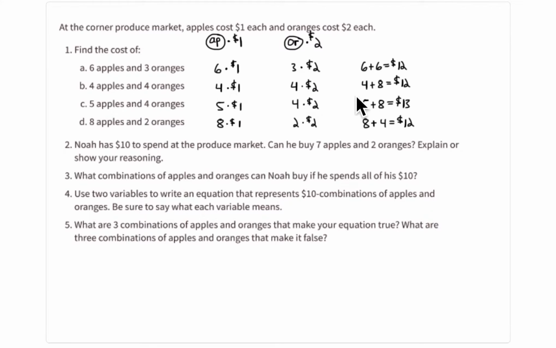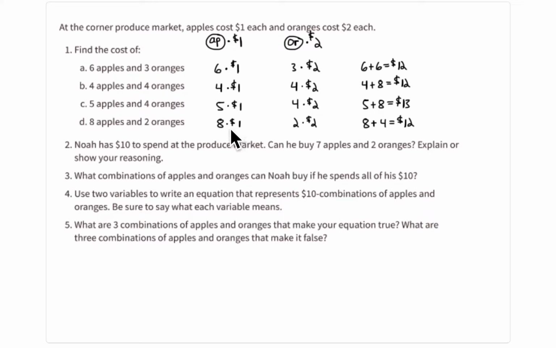And then for the rest of this, it's the same idea. 4 apples times $1 each, 5 apples times $1 each, 8 apples times $1 each, 4 times 2, 4 times 2, and 2 times 2. Add them all together and you get the total cost. So imagine you're going up to a cashier in a grocery store. You have different numbers of oranges or apples. How much does this cost altogether? And they're going to do this calculation.